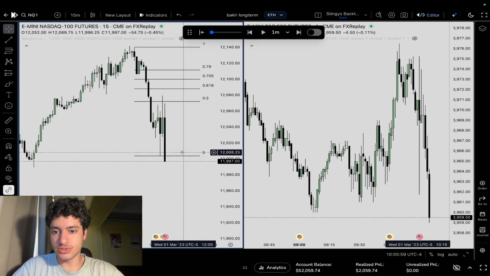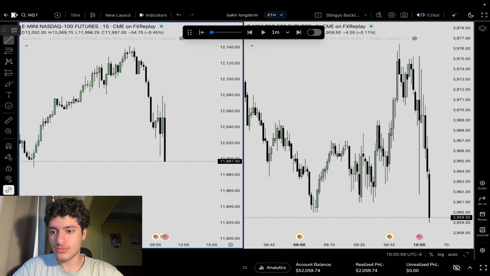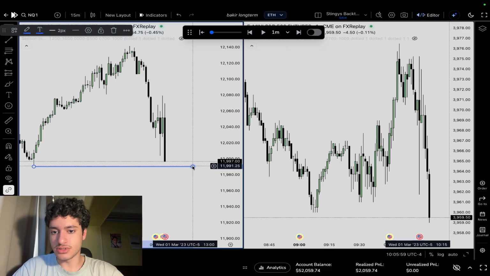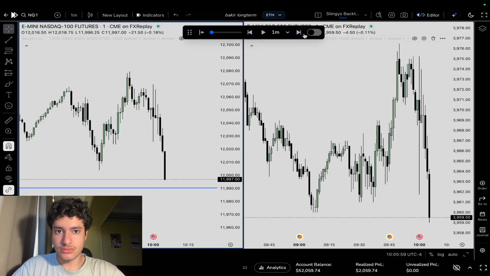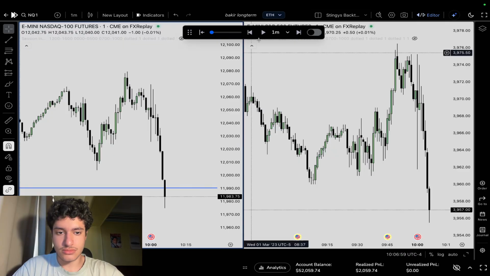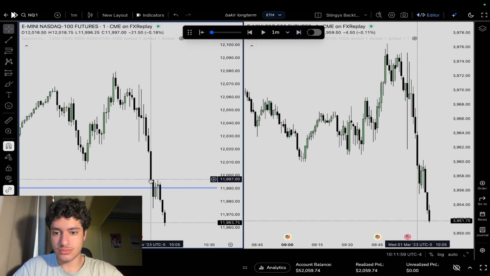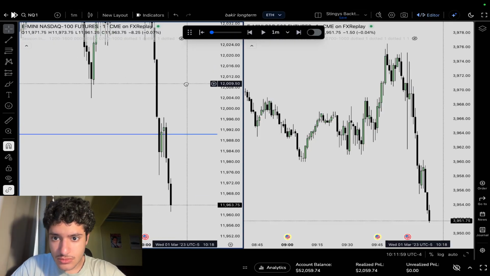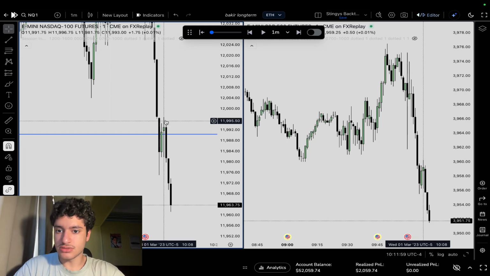Okay, so since we took the external draw, I mean, there is a draw right here, but I don't think we'll retrace to go take it. Yep. Did we tap this gap though? Okay, we did tap it.